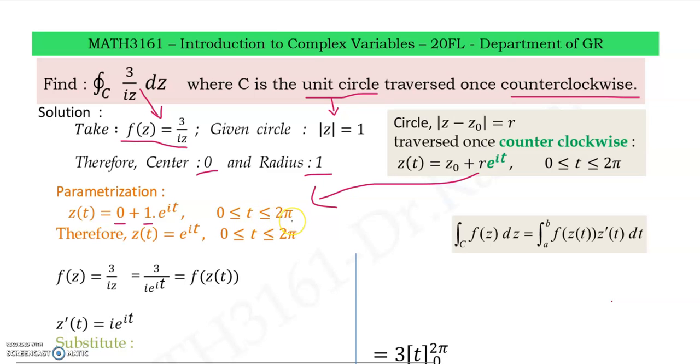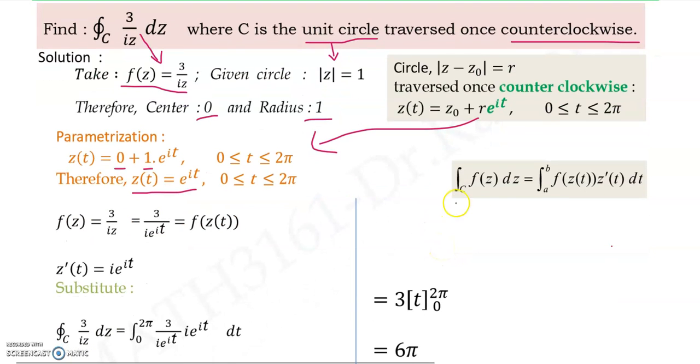It is common for the circle. So now z of t is equal to e to the power it, and t varies from 0 to 2 pi. We have calculated z of t. Then we have to apply this rule. We have to find the function f in terms of t.